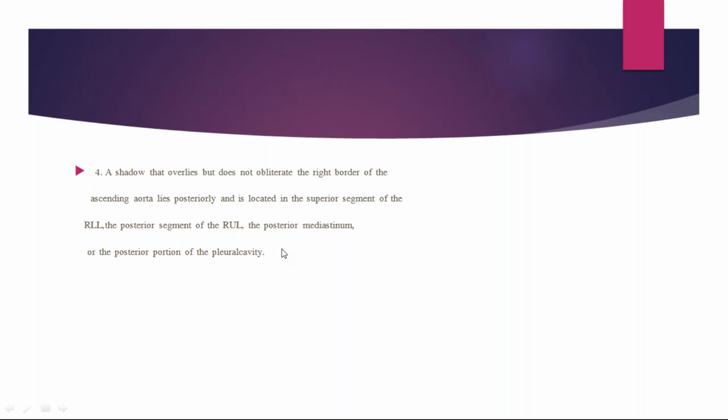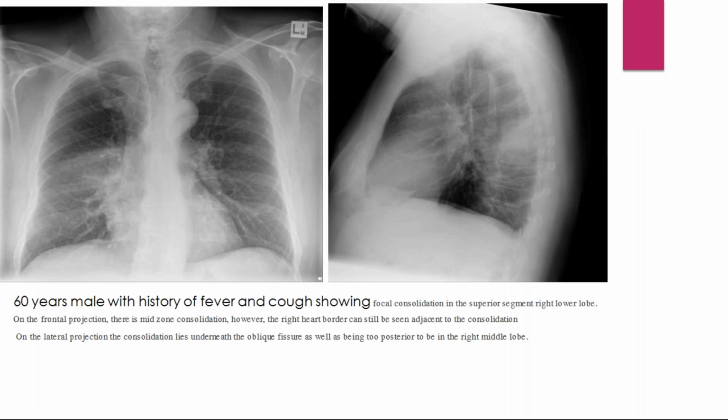See, in this we can see this is not obliterated. The ascending aorta is not obliterated, therefore the lesion may be present in the right middle lobe, or the upper segment of the right upper lobe, and posteriorly in the posterior mediastinum or in the posterior pleural cavity.